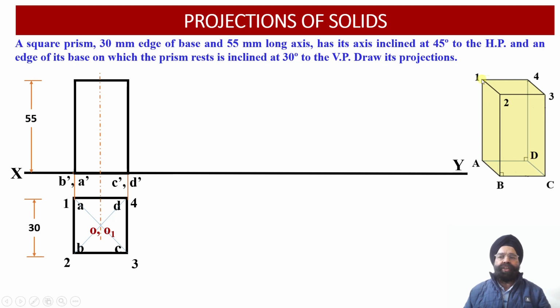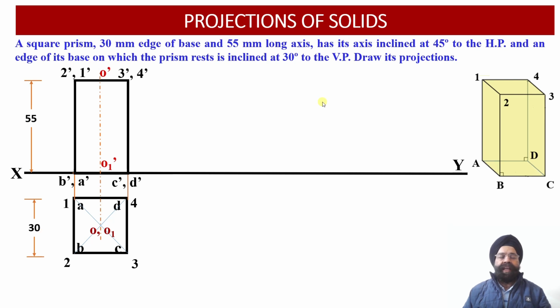Similarly, corresponding to the top face, we are going to get projections of 2 and 1. They will be projected as 2 dash and 1 dash onto the top face. Similarly, points 3 and 4 will be projected as 3 dash and 4 dash onto the top face of the square prism. And now here we have point O dash corresponding to the top face of the square prism, and point O1 dash we have drawn corresponding to the axis point at the base of the square prism.